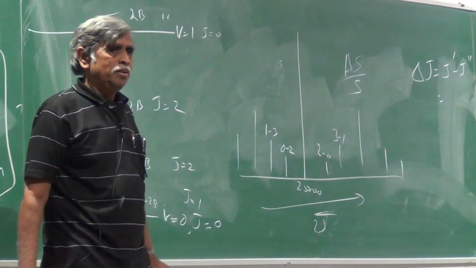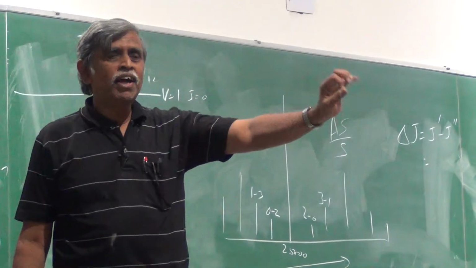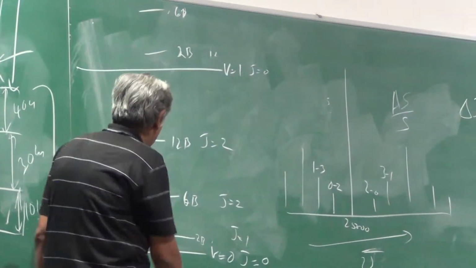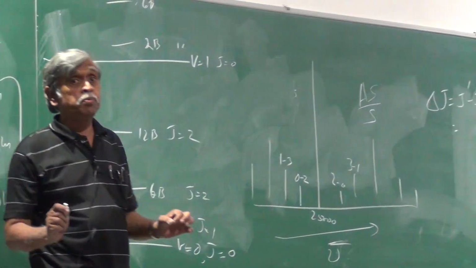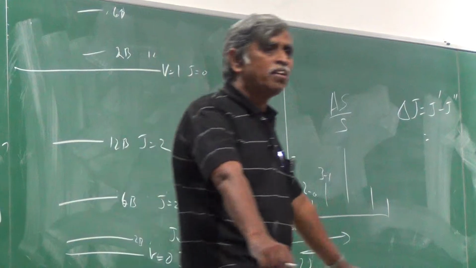Now see what's going to happen. Let's look at Stokes first. If I do Stokes, what am I really doing? I start from v equal to 0, J equal to 0, and let's say I'm doing vibrational spectroscopy. Where will my Rayleigh scattering happen?